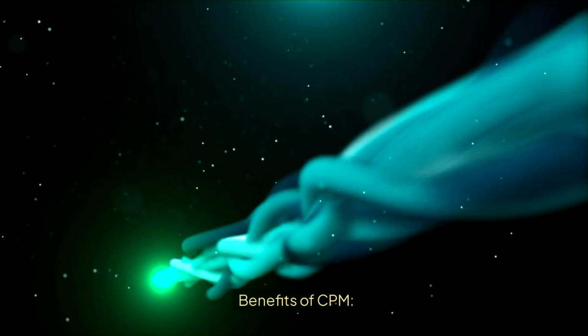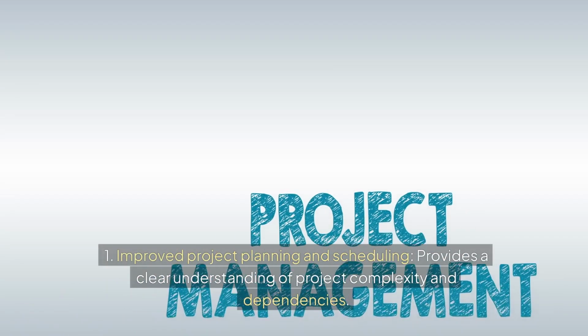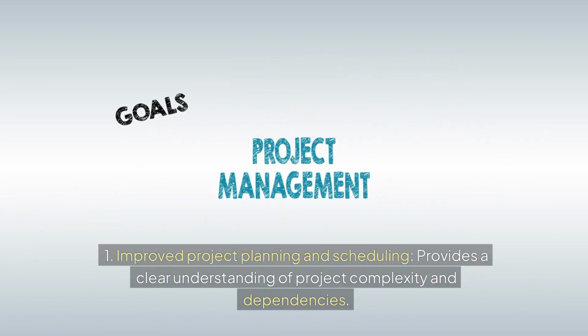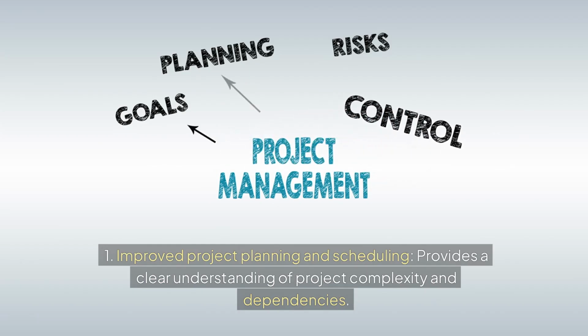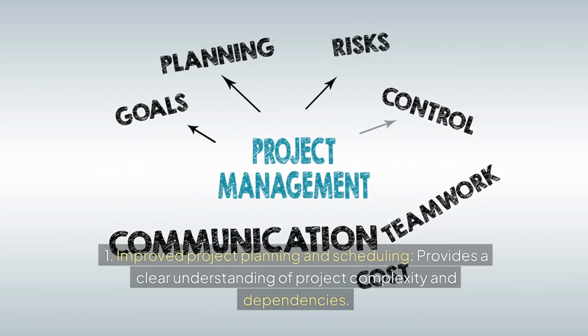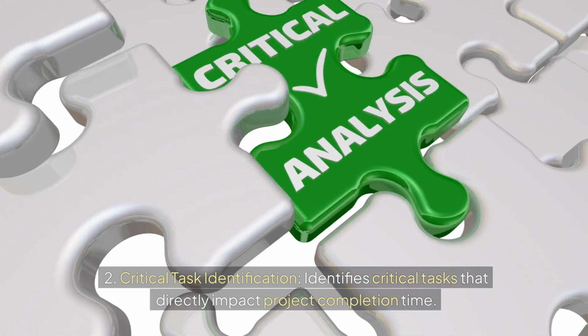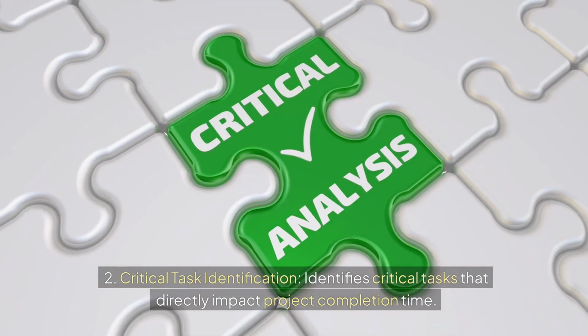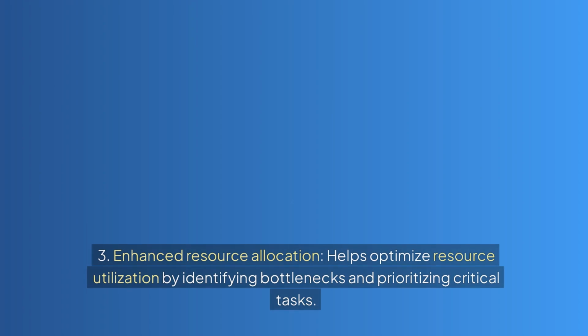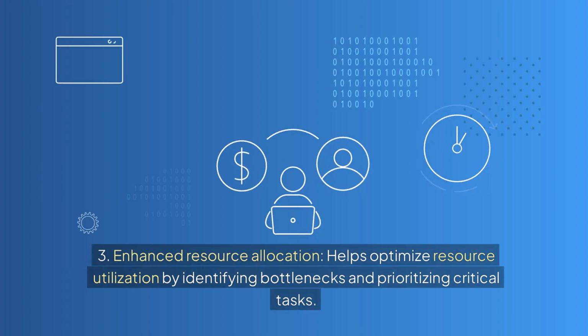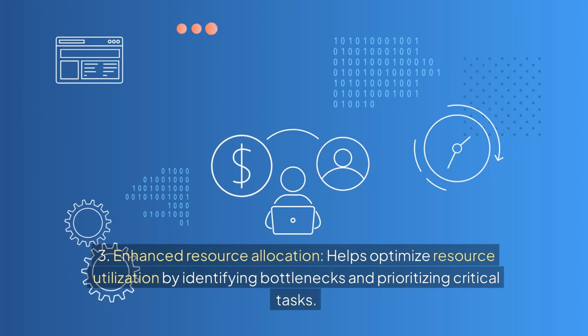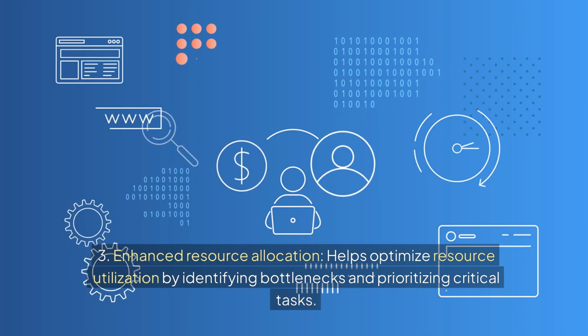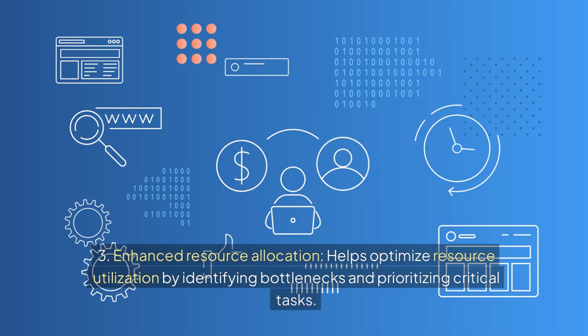Benefits of CPM. 1. Improved project planning and scheduling. Provides a clear understanding of project complexity and dependencies. 2. Critical task identification. Identifies critical tasks that directly impact project completion time. 3. Enhanced resource allocation. Helps optimize resource utilization by identifying bottlenecks and prioritizing critical tasks.